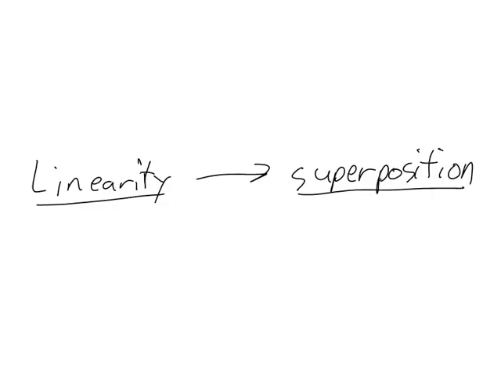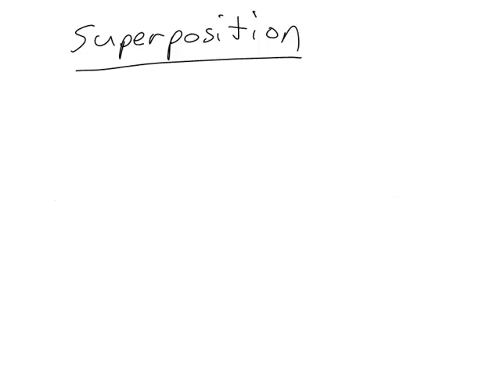A system is considered to be linear if the principle of superposition holds. The principle of superposition is an amazingly useful property that gives us an incredible shortcut for predicting the output of a system for any kind of an input. Here's how the principle of superposition works.